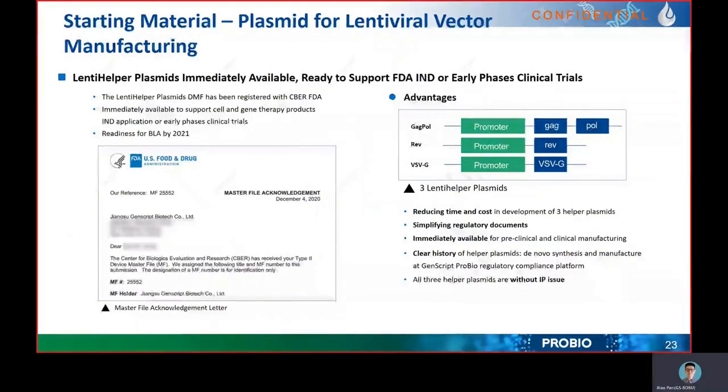As a starting material, we have our LentiHelper plasmids immediately available to you. Basically, the 3 LentiHelper plasmids have clear history and traceability. And these 3 helper plasmids are without any IP issue, so they can be very handy to reduce our customers' timeline and to reduce the initial establishing cost.